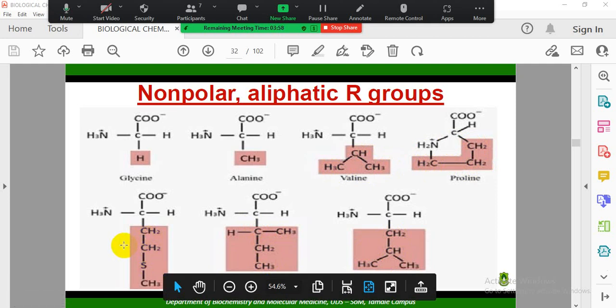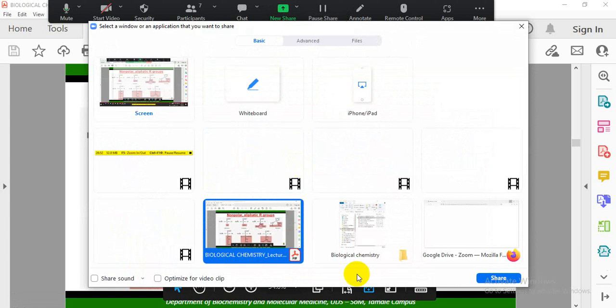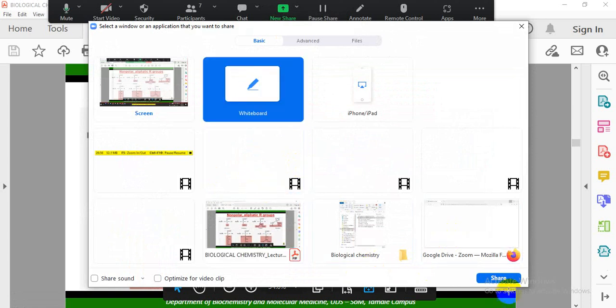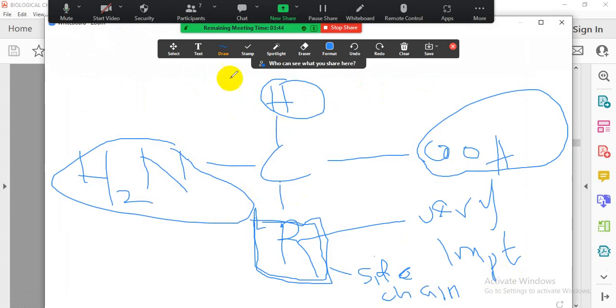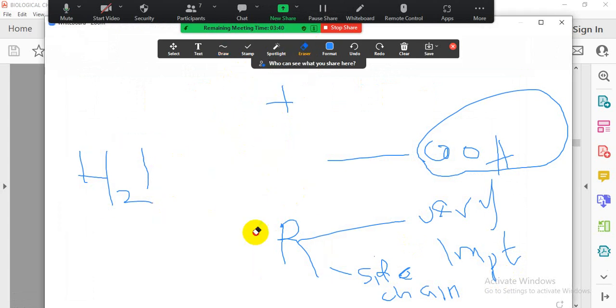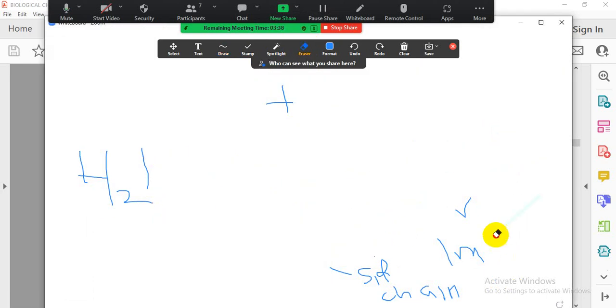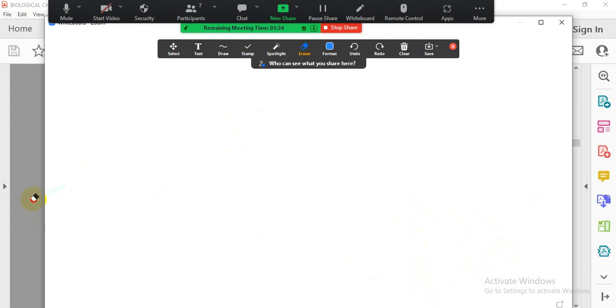Let's see the name. It has a sulfhydryl group. Whenever we say sulfhydryl, let me bring the structure. So that is methionine. It has a sulfhydryl. Whenever you hear sulfhydryl, oh, let me clean this. Let me clean. Okay, so whiteboard.